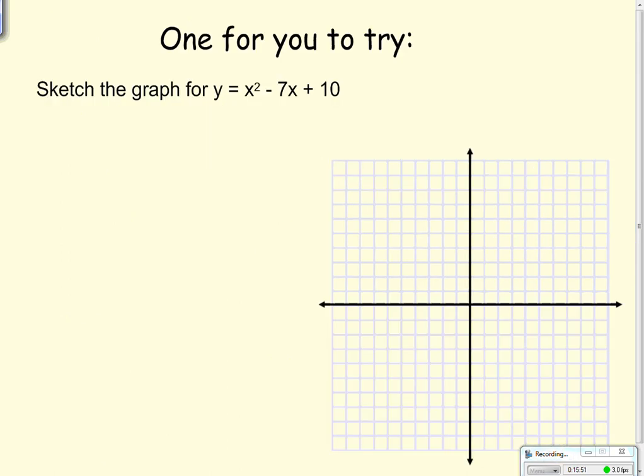Okay, here's one for you to try. We want you to sketch the graph y equals x squared minus 7x plus 10. You should have a graph in your notes if you're in my class. Stop the tape, give it a go, carry on, and check your work. All right, let's see how you've done.